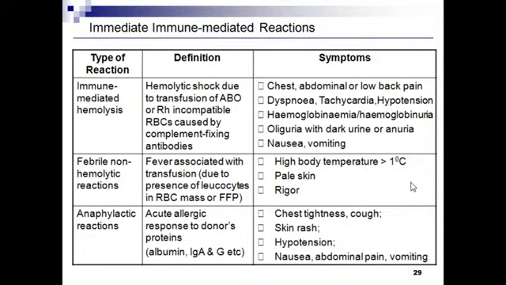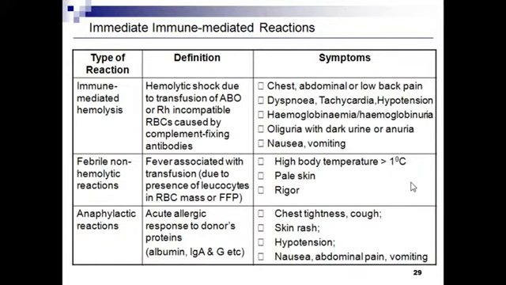Symptoms of hemolysis are chest, abdominal or low back pain, acute dyspnea, tachycardia and hypotension, hemoglobinemia and hemoglobinuria, the presence of a fraction of free hemoglobin in the bloodstream and the presence of hemoglobin in urine. Oliguria with dark urine or anuria, nausea and vomiting. So: symptoms of acute hemolytic shock, first stage; symptoms of acute renal failure, second stage; and recovery of the patient or death of the patient from hemolytic shock.